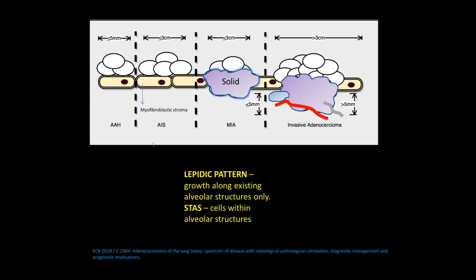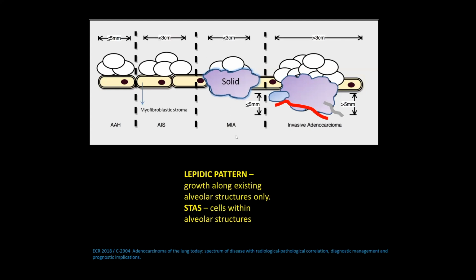The next one is adenocarcinoma in situ. It looks exactly similar, but instead of limiting itself to one particular area, it goes around a little more area, up to 3 centimeters. It is not invading anything; it is just seen on the surface, growing along the existing alveolar structure. So anywhere between 5 millimeters and 3 centimeters is adenocarcinoma in situ.